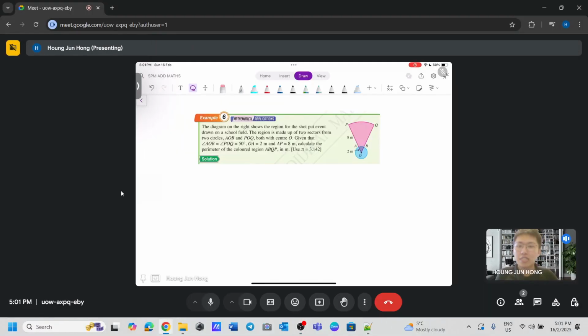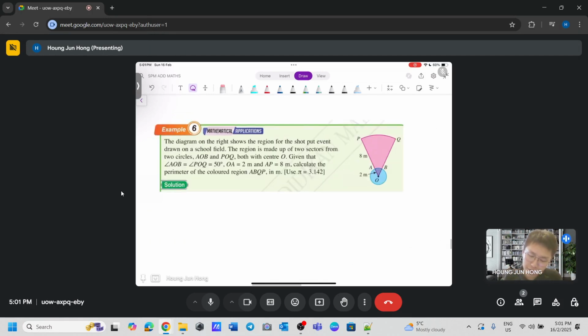So over here in this lesson, we are just gonna go through some more examples under the topic of AddMath. You can see over here, first of all, we have this short put event, and we have two sectors, two circles. Essentially you want to find the perimeter of the colored region ABQP, with the angle given to you as 50. It's a bit misleading, but it's referring specifically to this region ABQP.